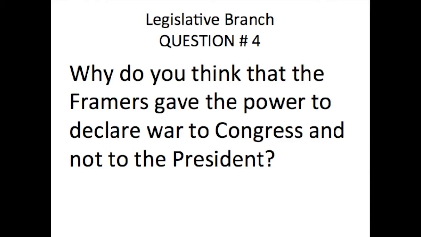Talking about that first power, the power to declare war. Why do you think that the framers gave the power to declare war only to the legislative branch and not to the president? Why would they make the legislative branch choose whether or not we're going to commit American lives and money, blood and treasure, to war? Think on that. Write out your answer.